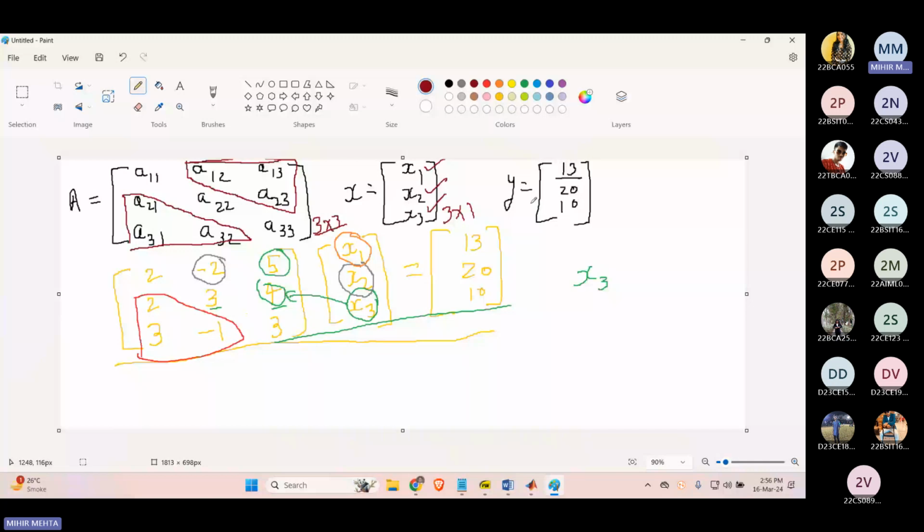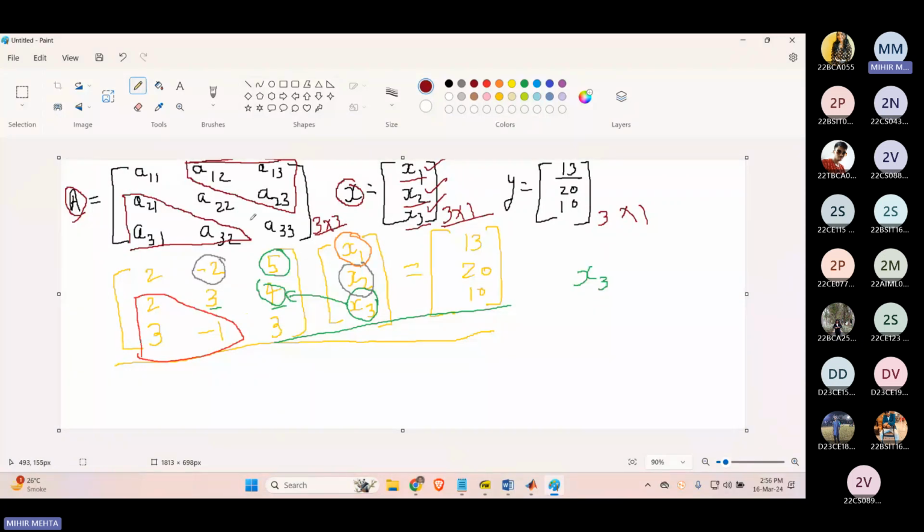Please understand this. My matrix A always has to be a square matrix, and the dimension of the square matrix, whether it would be 3 by 3, 2 by 2, 5 by 5, 7 by 7, would depend on the number of unknowns. Here my X has the number of unknowns as 3, that is x1, x2 and x3. That is the reason I have a 3 by 3 matrix here.